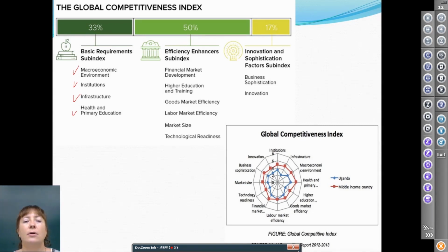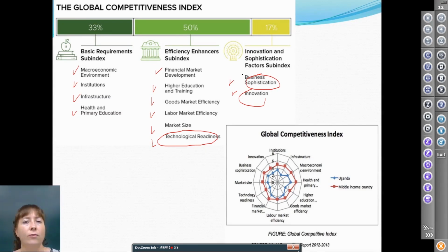The next part of this competitiveness index is the efficiency enhancer sub-index. What we should do: understand the financial markets and evaluate the higher education and training system. Goods market efficiency also is very interesting for us. We also have to check labor market efficiency, market size, and technological readiness. It's very important, especially for our high-tech markets. And the remaining part belongs to the innovation and sophistication factor sub-index: business sophistication and innovation itself. What is happening with innovation and how can we recognize business sophistication with this innovation?